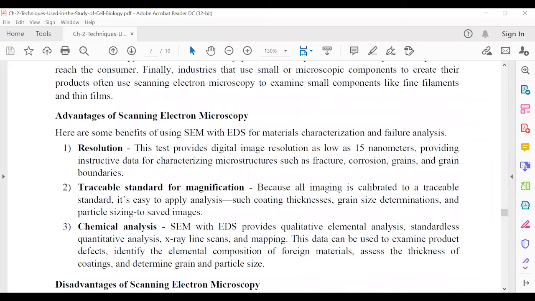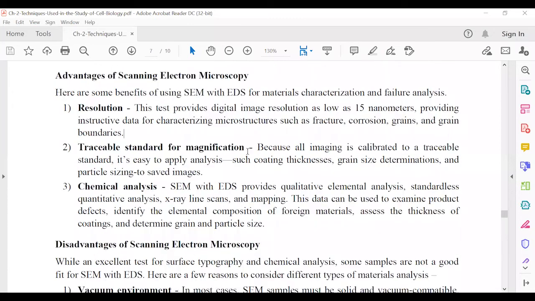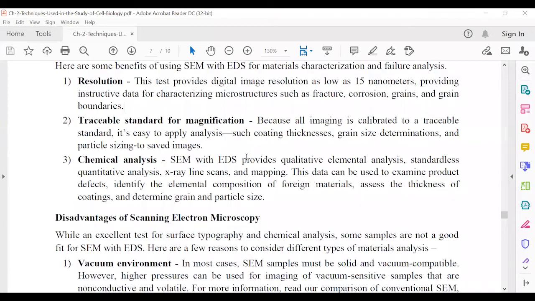Advantages of scanning electron microscopy. Advantages: resolution. In this microscopy, the sample's image is provided at high resolution, therefore a traceable standard for magnification. The magnification level is also high.